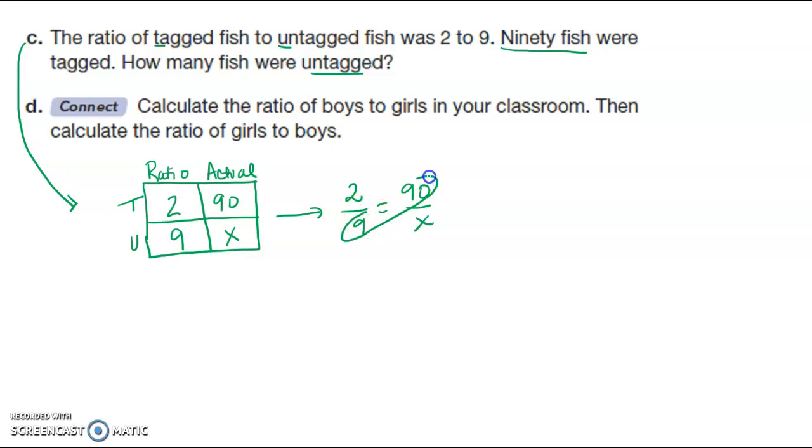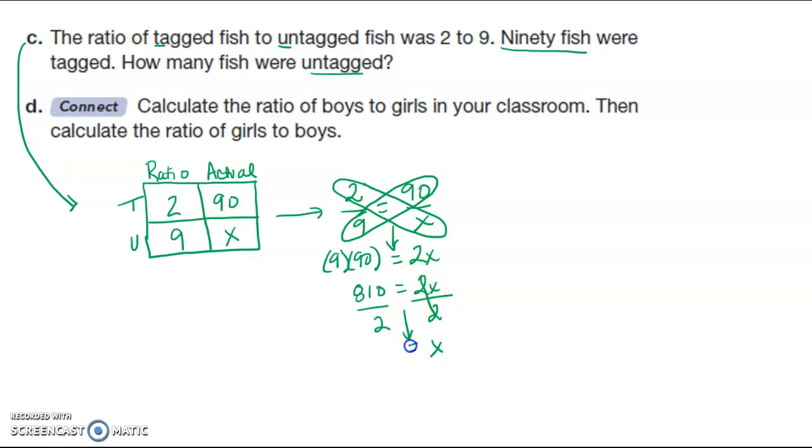So I have 9 times 90. I'm just going to put that right here. My equals comes down, and then I have 2 times x. I'm solving for x. So let me keep this side, and 9 times 90 is 810. I'm going to divide by 2 to get x by itself, and I get 405. 405 untagged.